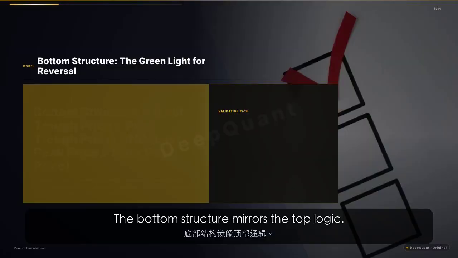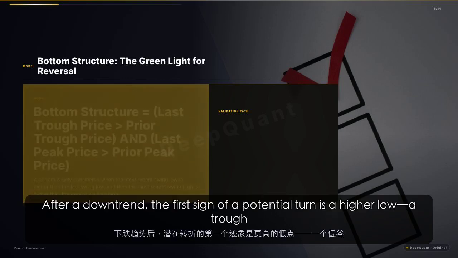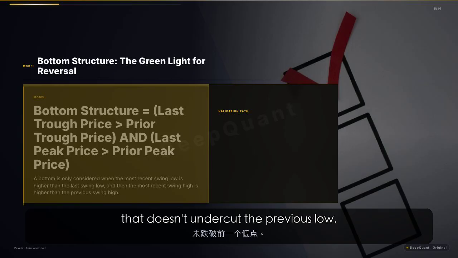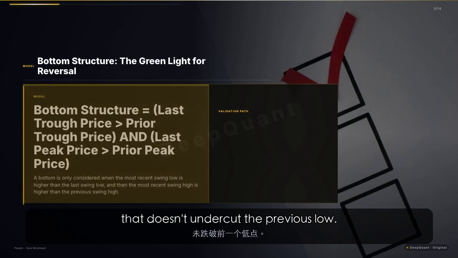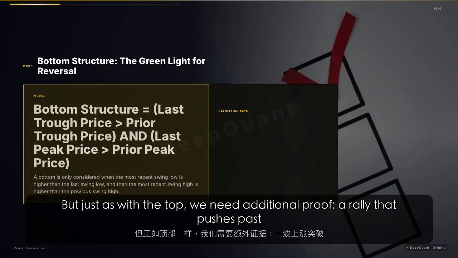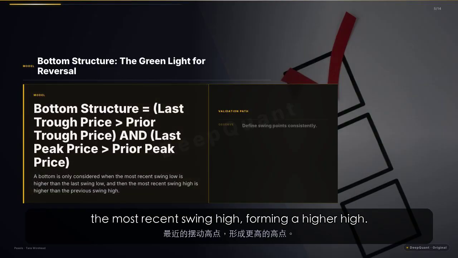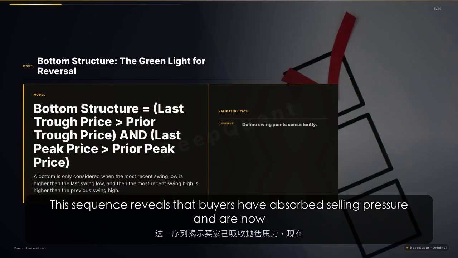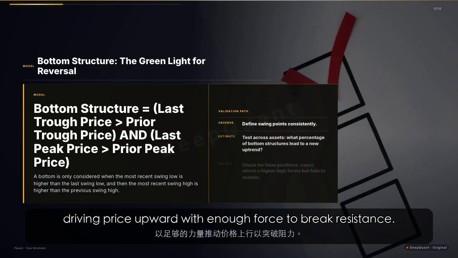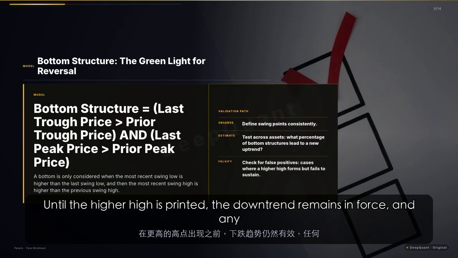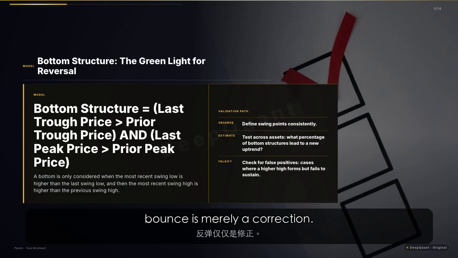The bottom structure mirrors the top logic. After a downtrend, the first sign of a potential turn is a higher low, a trough that doesn't undercut the previous low. But just as with the top, we need additional proof, a rally that pushes past the most recent swing high, forming a higher high. This sequence reveals that buyers have absorbed selling pressure and are now driving price upward with enough force to break resistance. Until the higher high is printed, the downtrend remains in force, and any bounce is merely a correction.